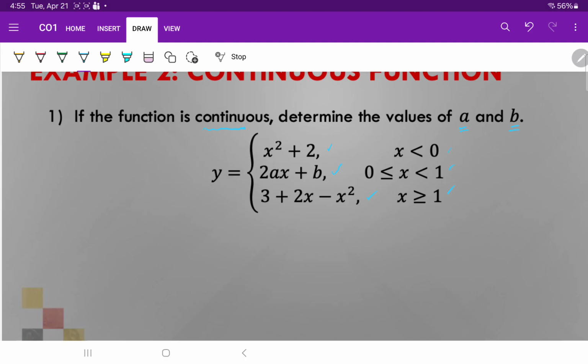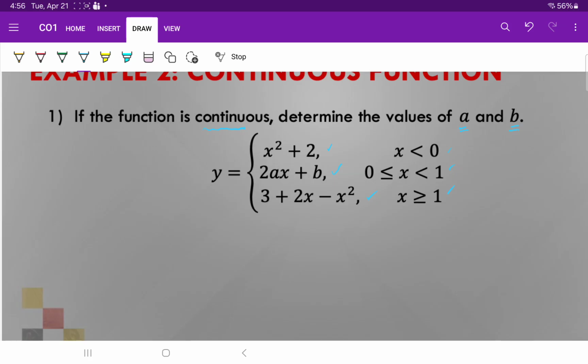So for a continuous function, remember you have 3 conditions. Out of the 3, the first one is to have your f of c be defined. And the next one is that the limit coming from the right and left of the number must exist.